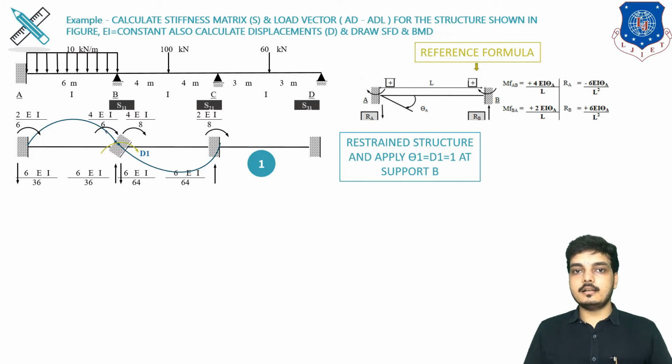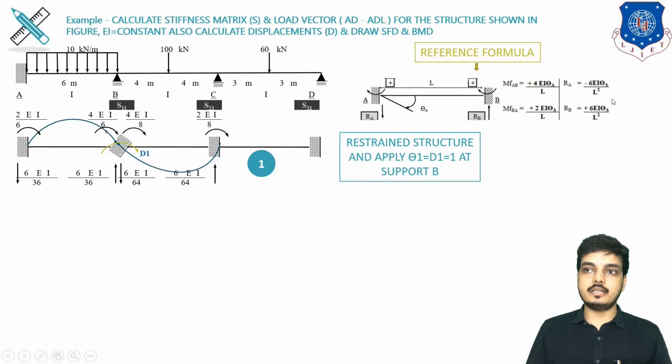Here you can see that the values are kept as 6EI upon L square, which I have written here. As per the reference formula, negative is for downward and positive for upward. But here I have not mentioned the sign; we will use it in our further steps. So here placed upward, here placed downward. Similarly for the BC span.